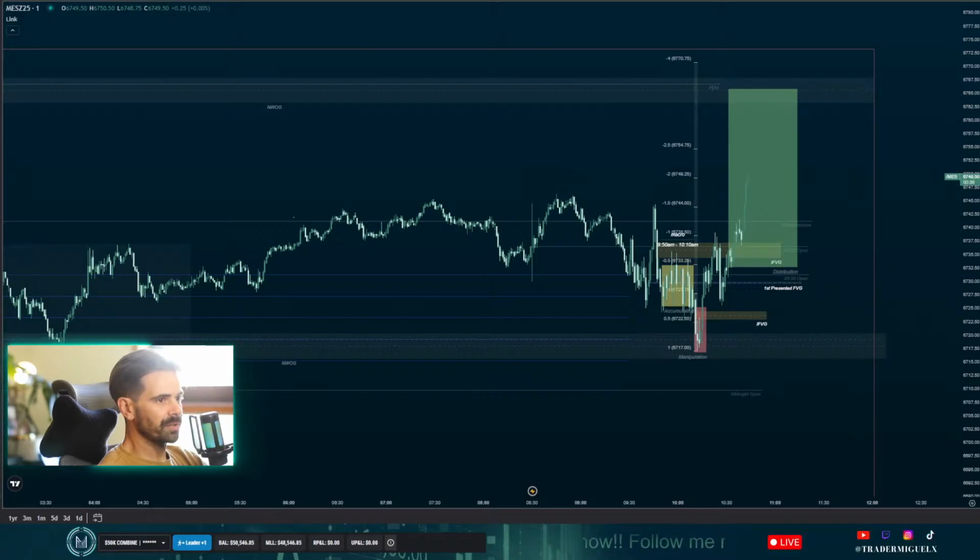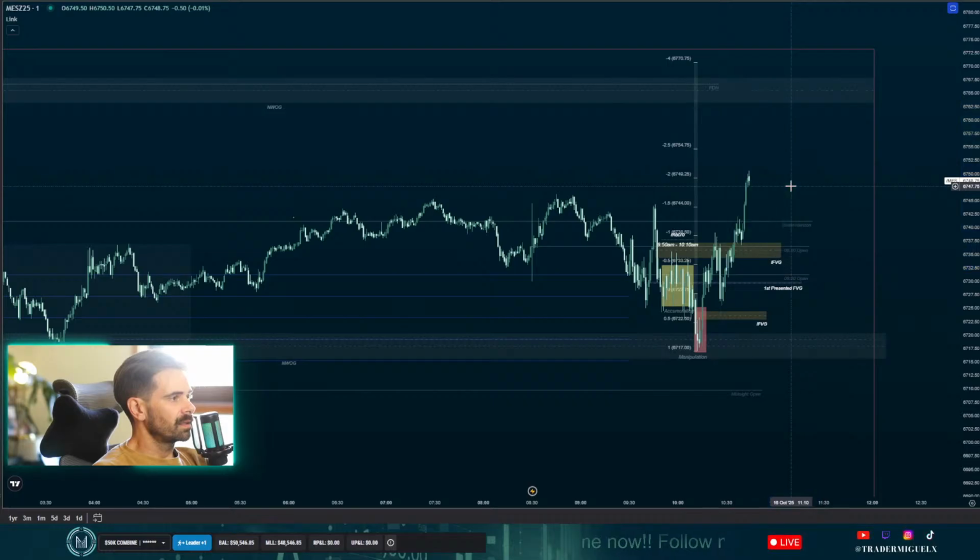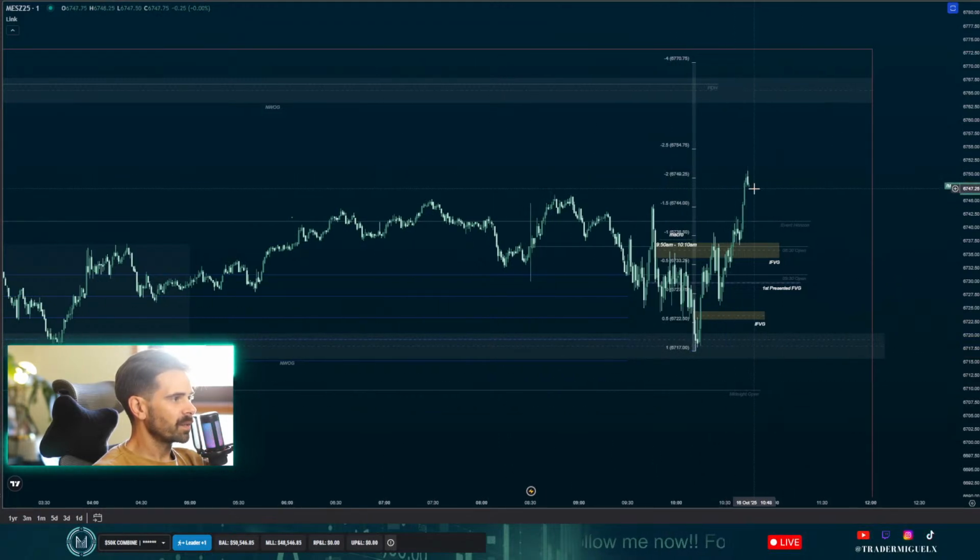So yeah, guys, were you able to do something? Or are you just watching? Because at this point it seems like, because we already took out these highs right here, price will eventually start moving lower, or we will head to previous day high here on ES as well.